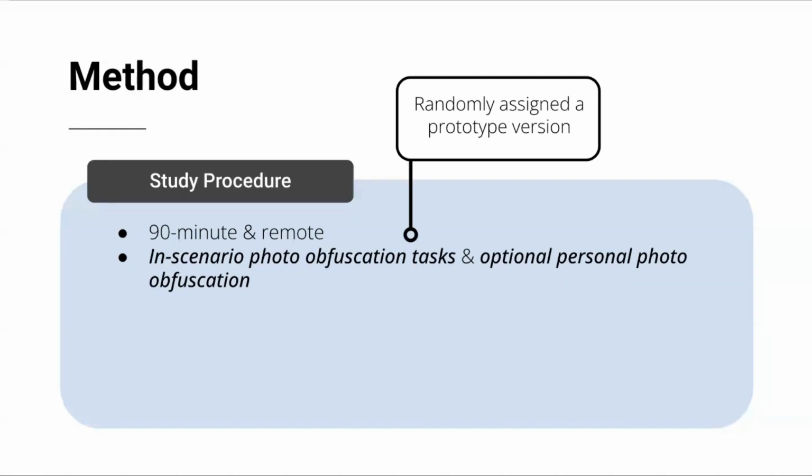Participants first went through in-scenario tasks. For each task, they were randomly assigned a version of the prototype to obfuscate photos from existing datasets that contain one of the 5 especially concerning private object categories: medical, financial, personally identifiable, and impression management related information, as well as faces.